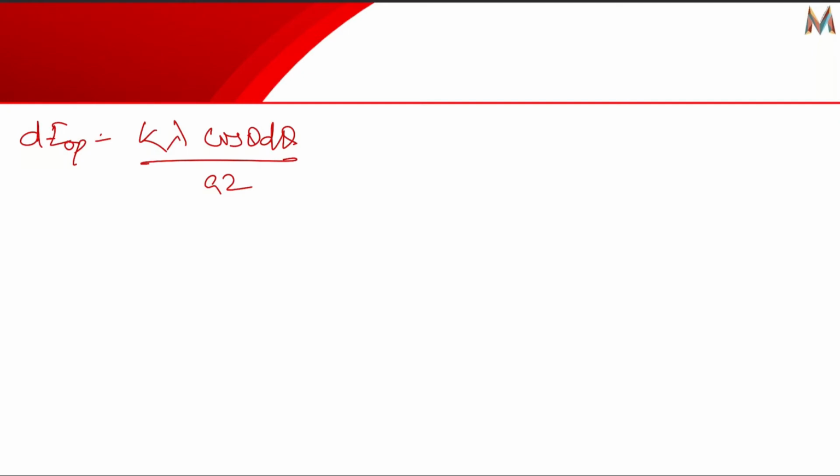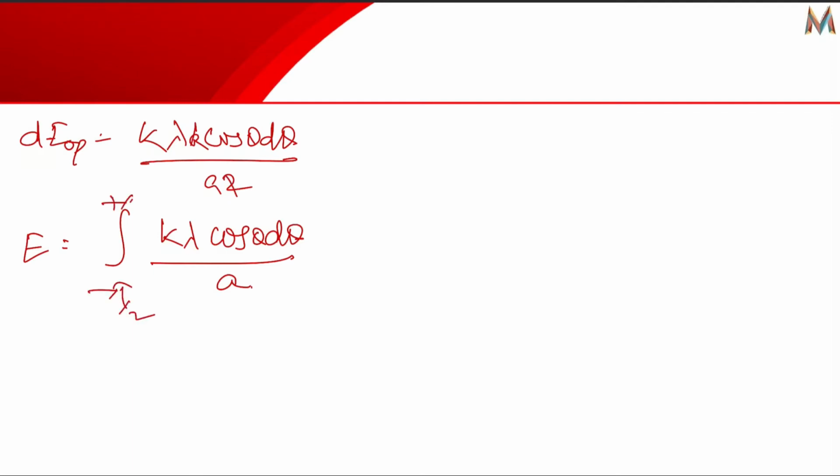Okay. Now if we integrate it, then we will find E, that will be equal to the integration of K lambda cos theta d theta by A square. The A square and this A will get cancelled, so we can write A here, and the limit will be from minus pi by 2 to plus pi by 2, because it is going to 180 degrees. So if you integrate it, it will be K lambda by A, and inside will be cos theta d theta, integration of that from minus pi by 2 to plus pi by 2.